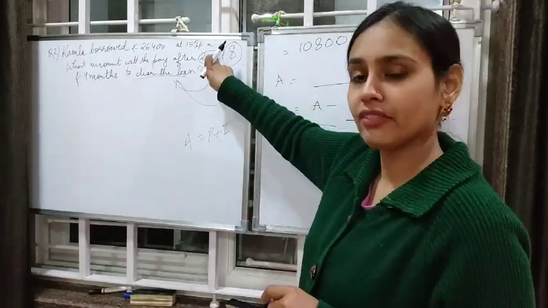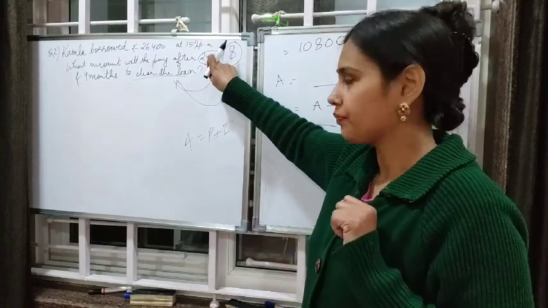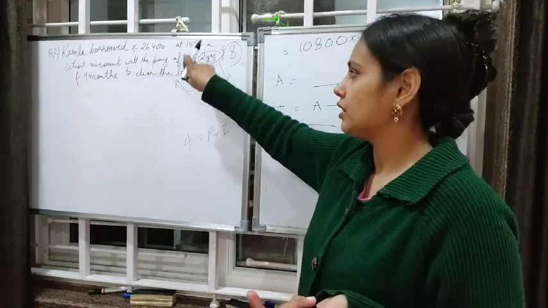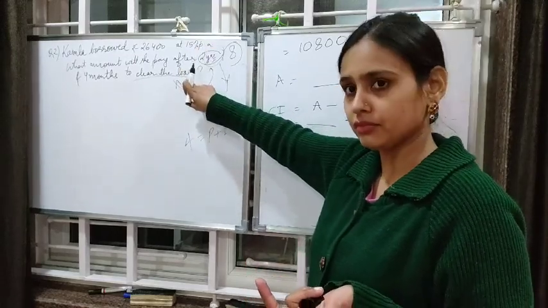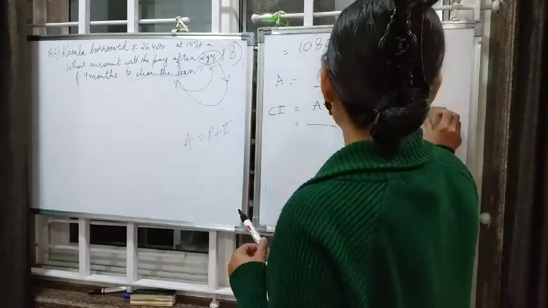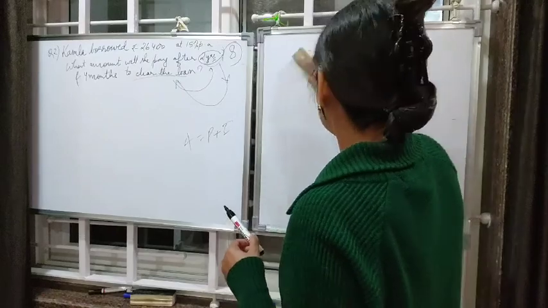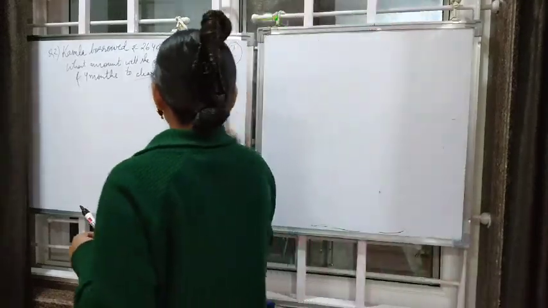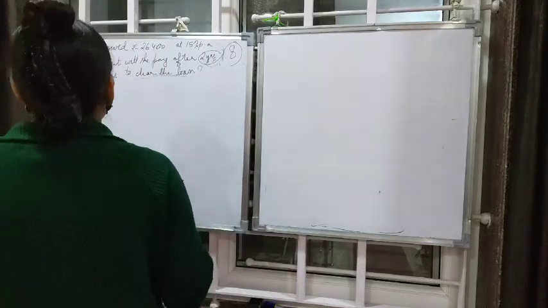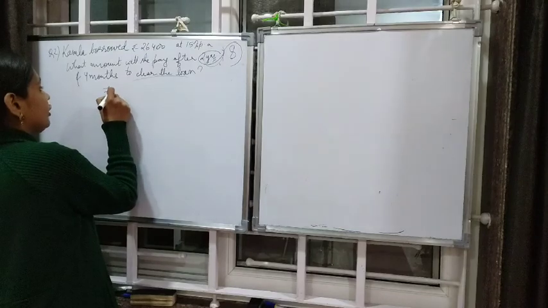Okay, from here we will get one interest. How? A minus P. And here we are finding the interest. So either add both the interest. Okay. So either of the two ways you can do. So let's start, find the compound interest for 2 years. Okay. So we start by 2 years.